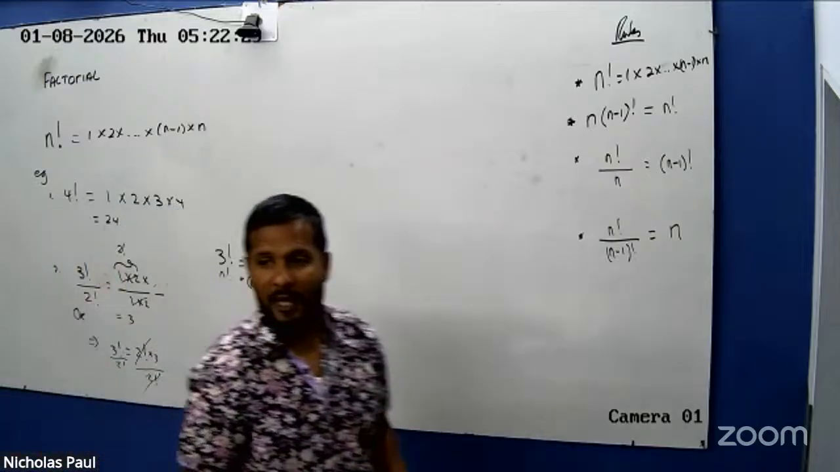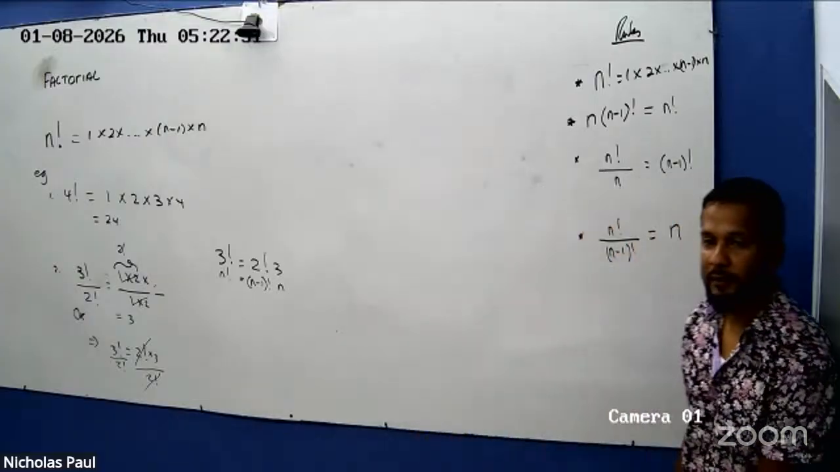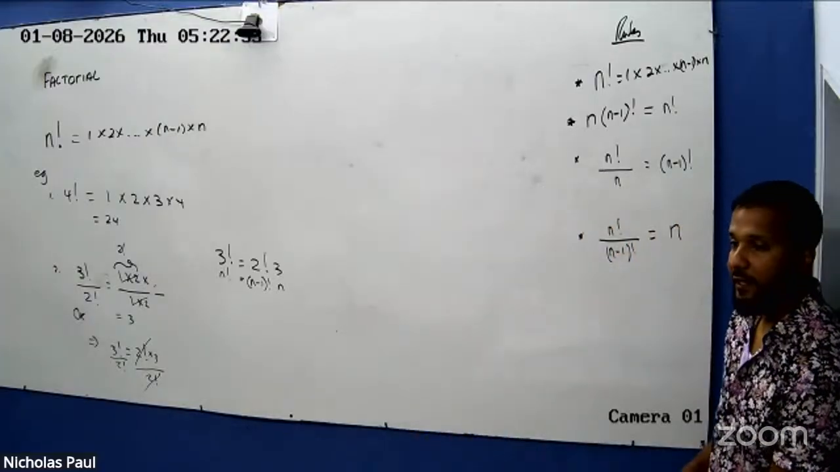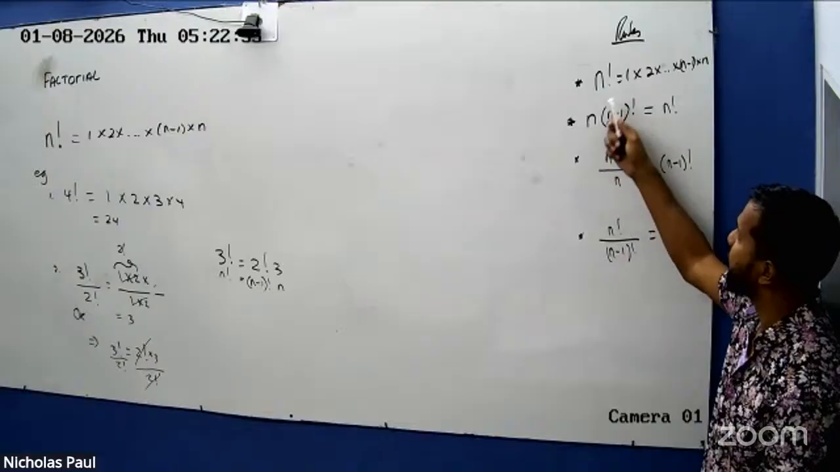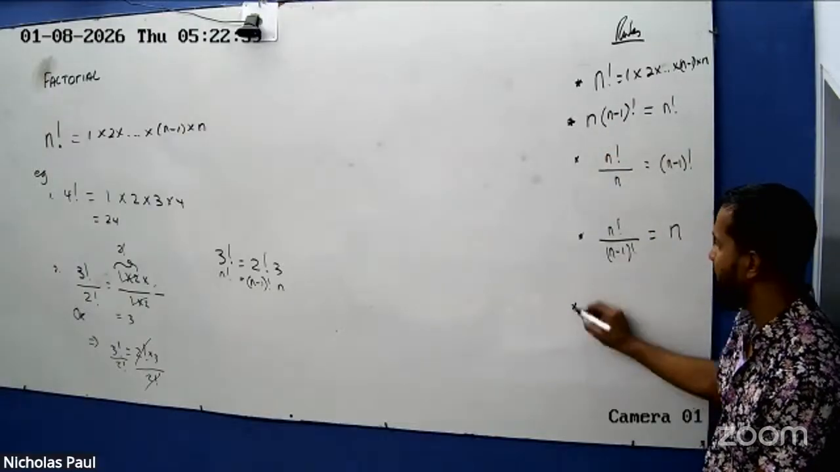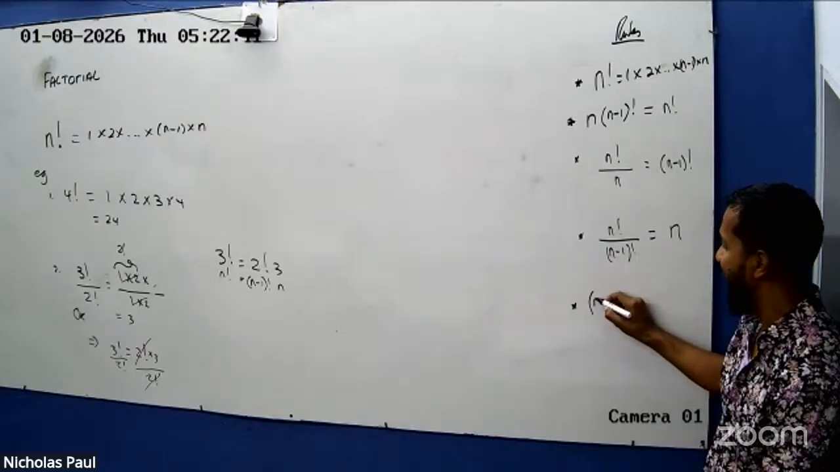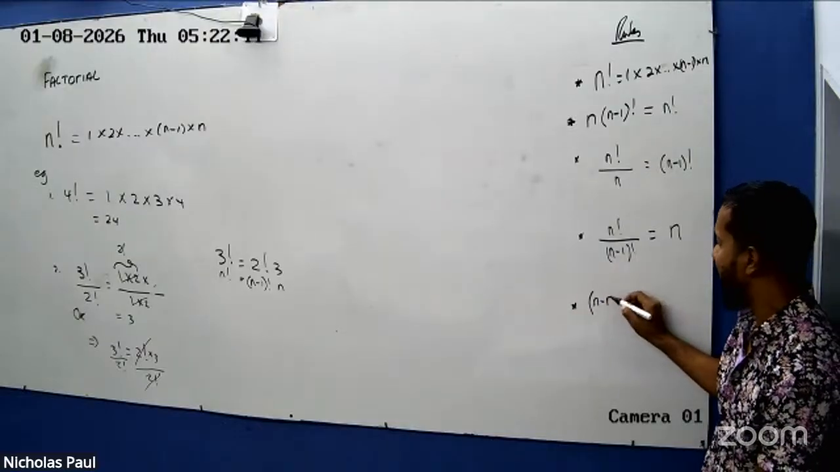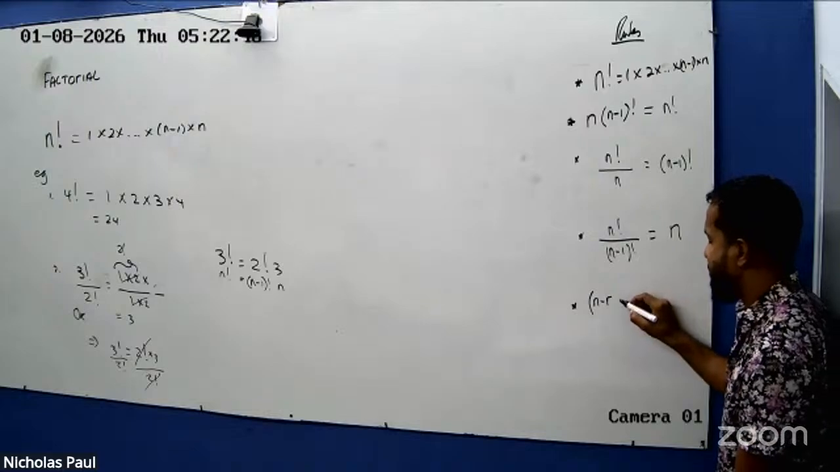Here's what I'd like you to do for me. I would like you to use any one of the rules, and tell me what is n minus r, the r for the next variable.